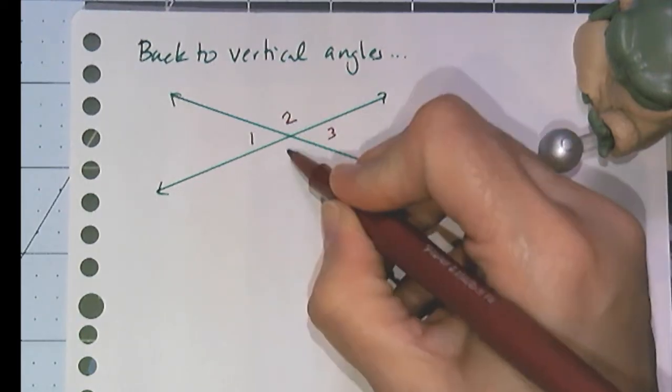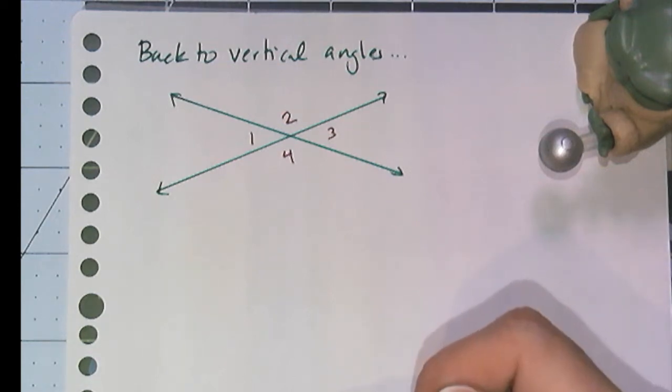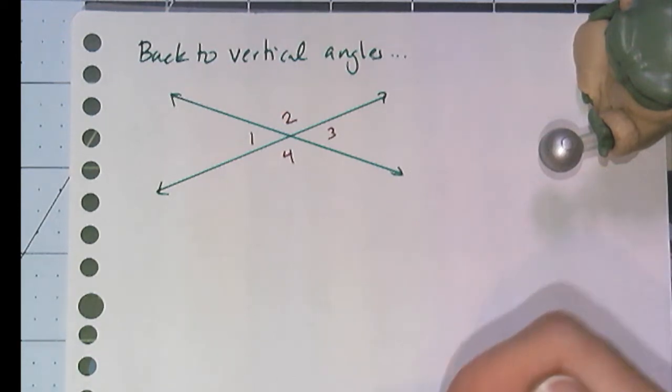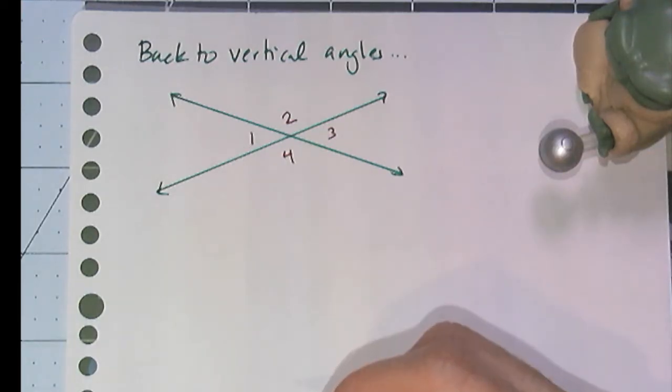So I'm going to number the angles, right? And my conjecture is that if I have vertical angles, then the angles are congruent. And so for example, 1 and 3 are vertical angles. So let's focus on them, okay?